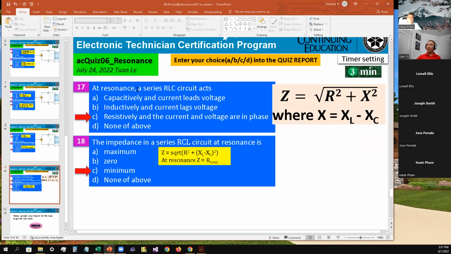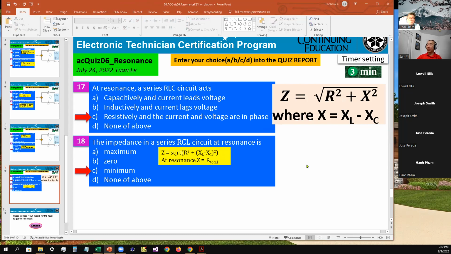For 17, at resonance in a series RLC circuit, like I said, XL minus XC are going to cancel each other out, leaving X as zero. So the square root of R squared is just R, so it becomes just a resistance. And we know that with resistance, there's no phase shift at all between the current and the voltage, so they are both in the same phase. So the answer is C as in cat for 17. The impedance in a series RLC circuit at resonance is just the square root, so Z is just the total R. In this case, the R would be the minimum amount. So 18 is C as in cat.